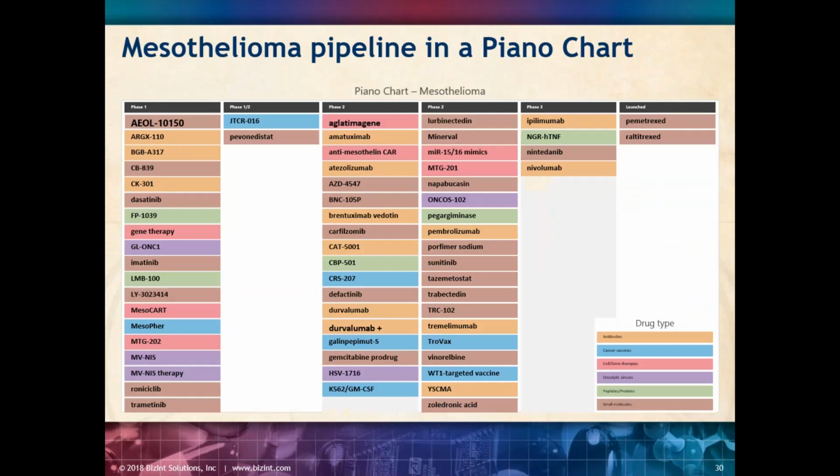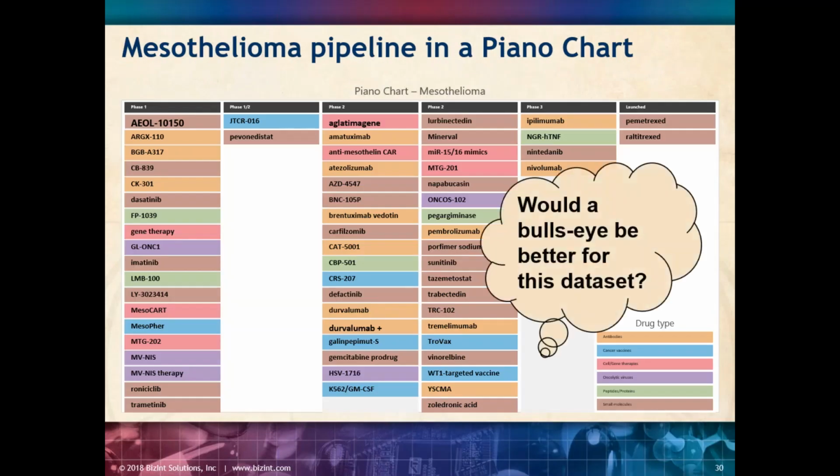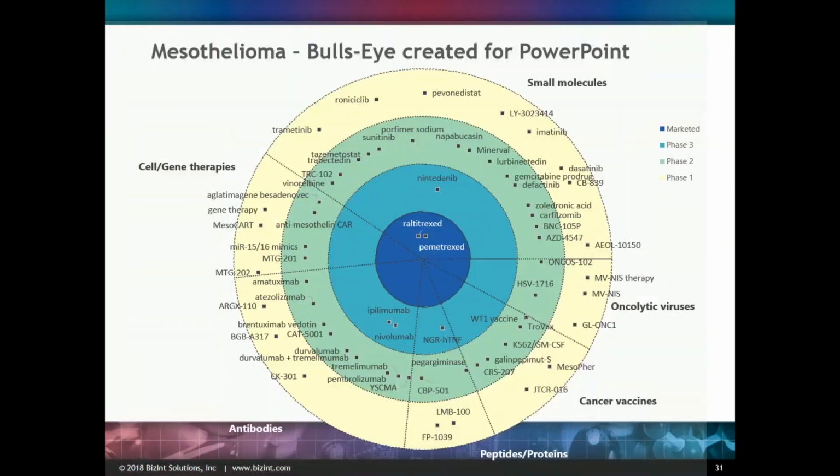Now, for a pipeline with many drugs like mesothelioma, a bullseye might actually be a better fit. And I'm very pleased to announce that we can now build a bullseye visualization automatically in PowerPoint as part of our BizInt Smart Strategy dashboards, like the one that you see here for the mesothelioma pipeline.